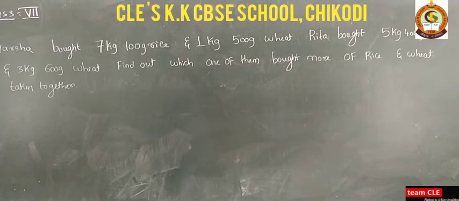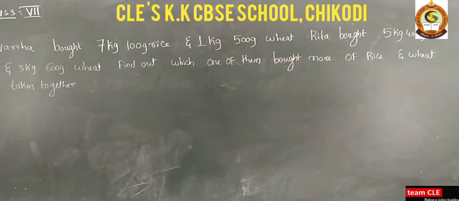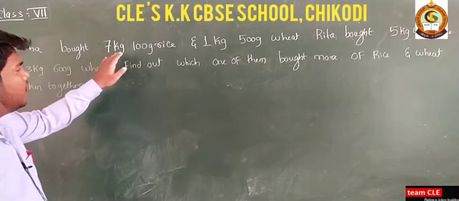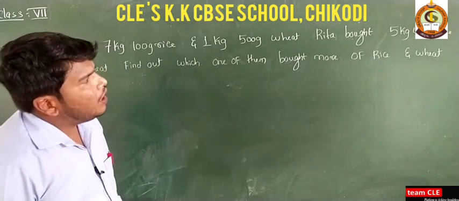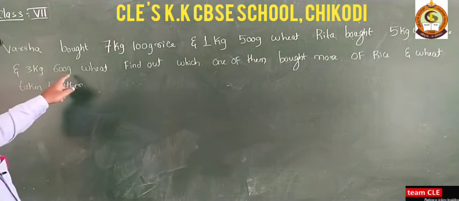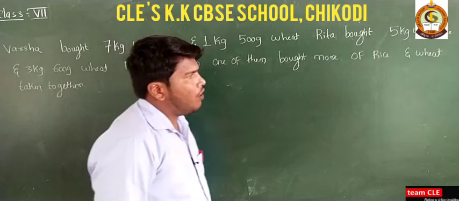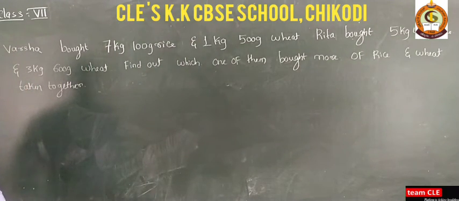Hello dear students, now welcome back to one more question of exercise number 2.3. So see here dear students, the 12th question says: Varsha bought 7 kg 100 gram rice and 1 kg 500 gram wheat, and Rita bought 5 kg 400 gram rice and 3 kg 600 gram wheat. Find out which one of them bought more rice and wheat taken together. Okay, so this is according to the question.